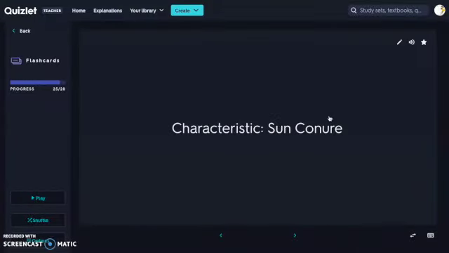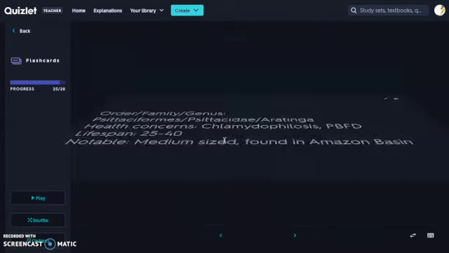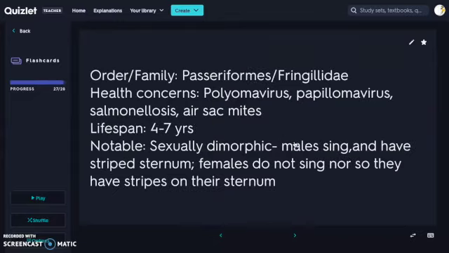Next, we have our sun conure. Sun conures are also a type of parrot, Psittaciformes, Psittacidae, Aratinga. They do get chlamydia or chlamydiophilosis, PBFD. They live about 25 to 40 years, medium-sized and found in the Amazon basin. So here's a sun conure right there. And we have that little beak, bright yellow like the sun. They are very loud birds, so sun conures definitely make a lot of noise.